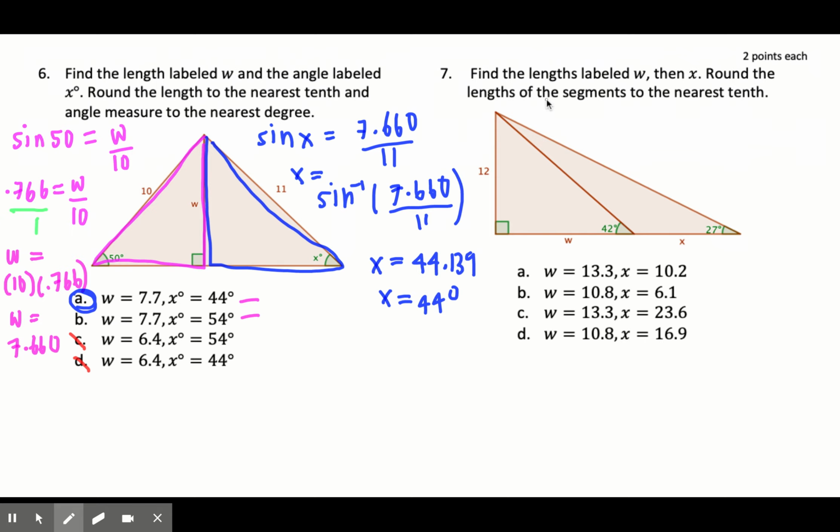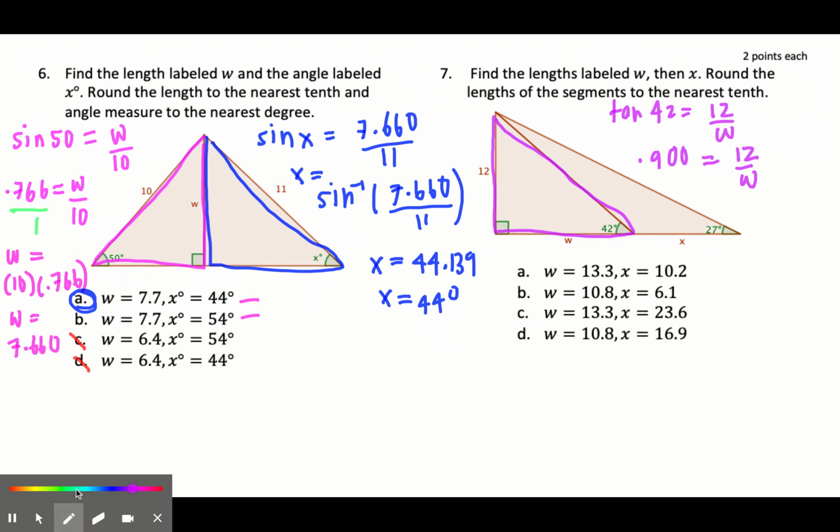Okay, and then it says find the lengths labeled W and x. Round the lengths of the segments to the nearest tenth. So first you want to focus on this triangle. And that's opposite and adjacent, so you want to use tan. So tan of 42 equals 12 over W. And then you want to do tan of 42 in your calculator. And that's 0.900. And then you want to write that over 1.